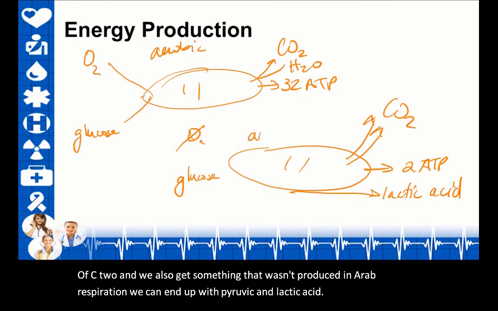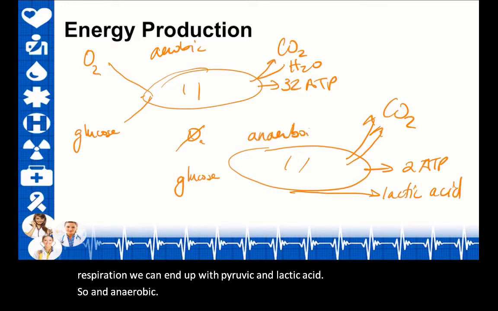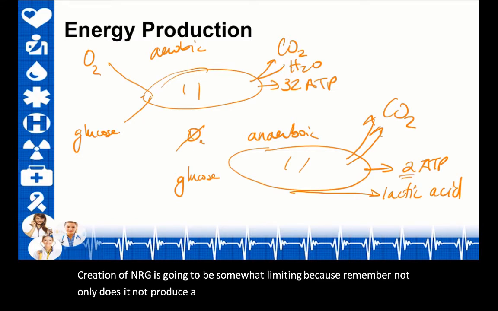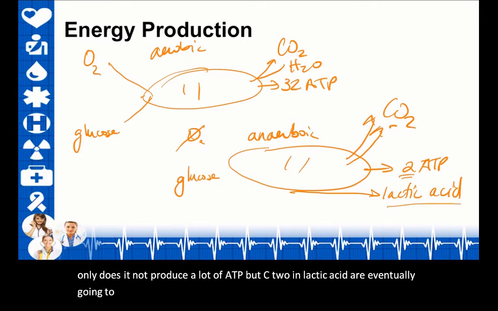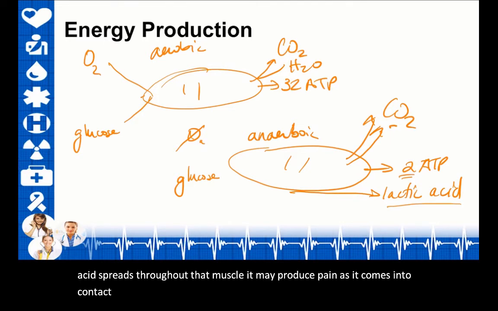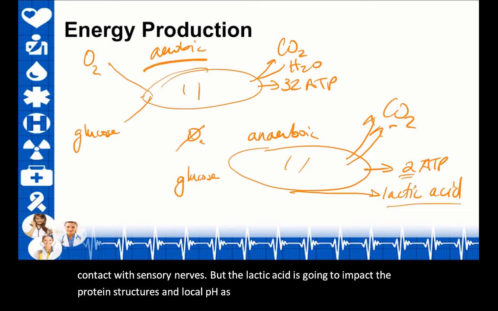So anaerobic creation of energy is going to be somewhat limiting because remember, not only does it not produce a lot of ATP, but CO2 and lactic acid are eventually going to build up in the muscle, and that's the cause of fatigue. If the lactic acid spreads throughout that muscle, it may produce pain as it comes into contact with sensory nerves, but the lactic acid is going to impact the protein structures and local pH as well. So we're hoping for aerobic respiration. We can go through anaerobic respiration.